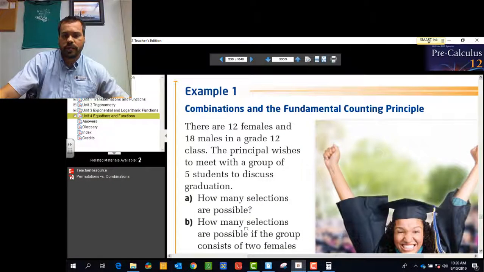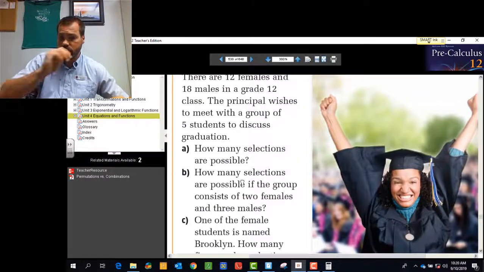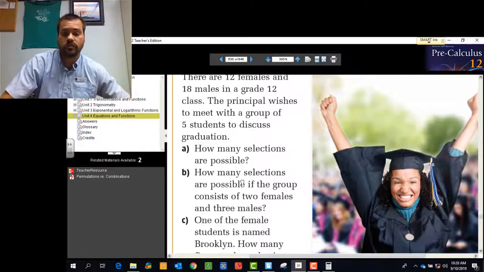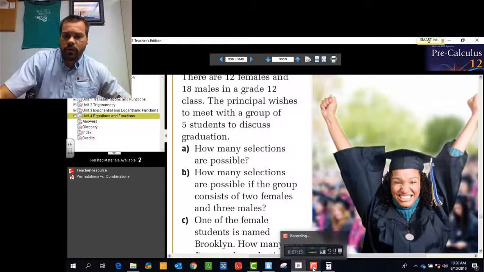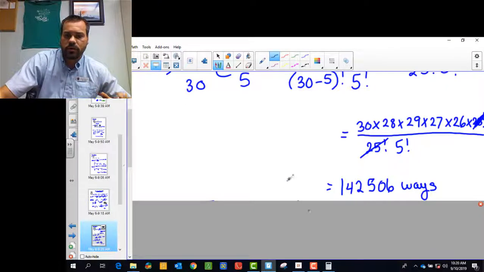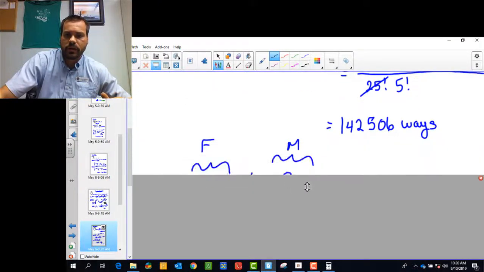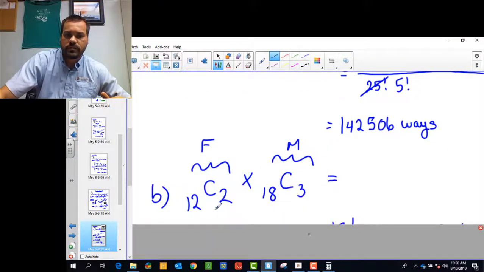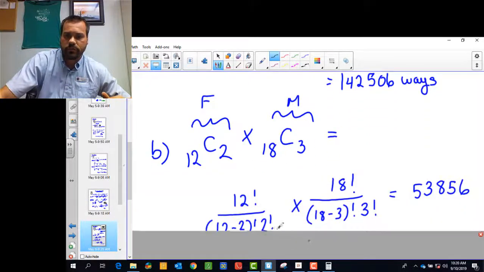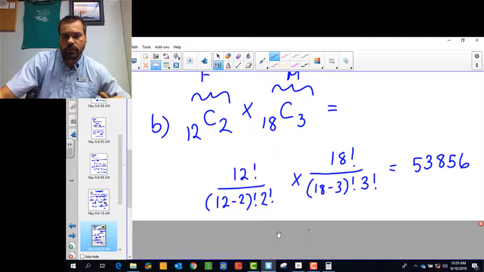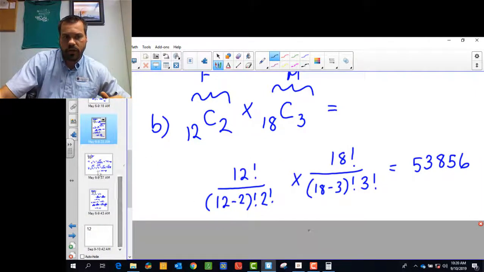But then the question says, how many selections are possible if the group consists of 2 females and 3 males? So here, what you have to do is change how you're doing this. And I'm going to hurry through this because I'm running out of time, but you have to pick the females. There's 12, choose 2 of them because there's 12 females to pick from, you want 2. And the males, there's 18 males to pick from, and you want 3 of them. And then you're going to just multiply that together, okay? And it ends up being a fairly large number. So that's the idea behind combinations.